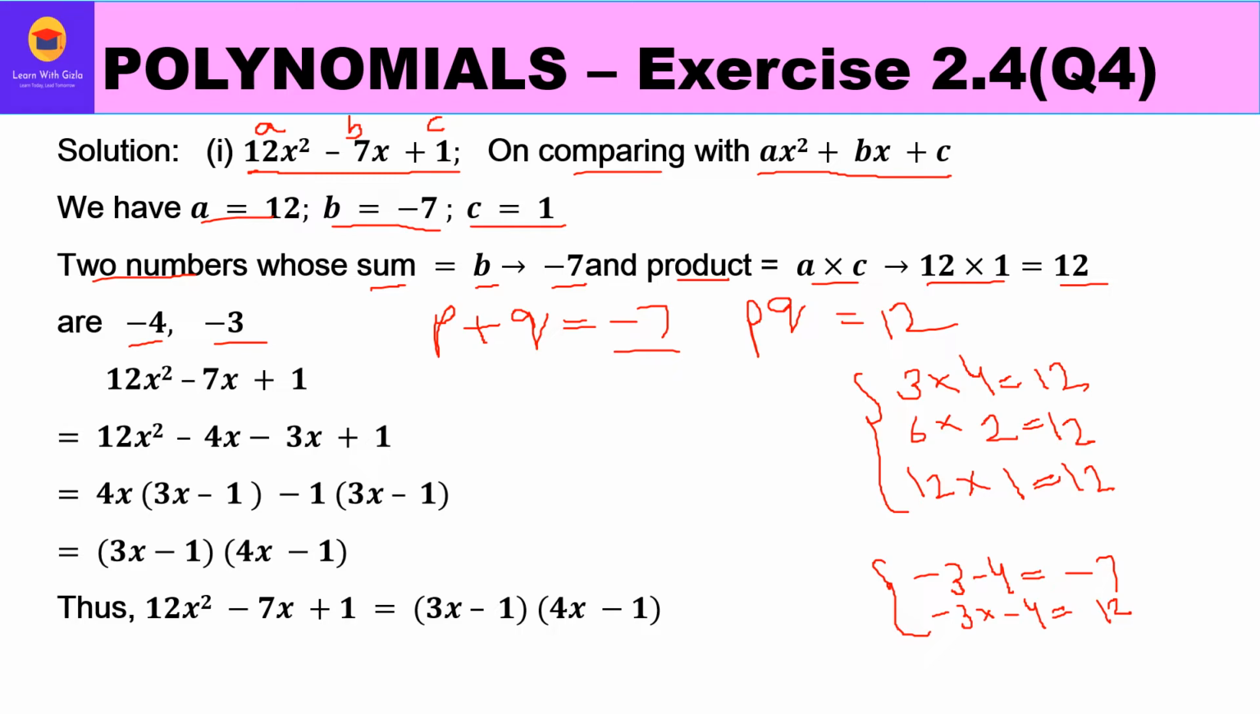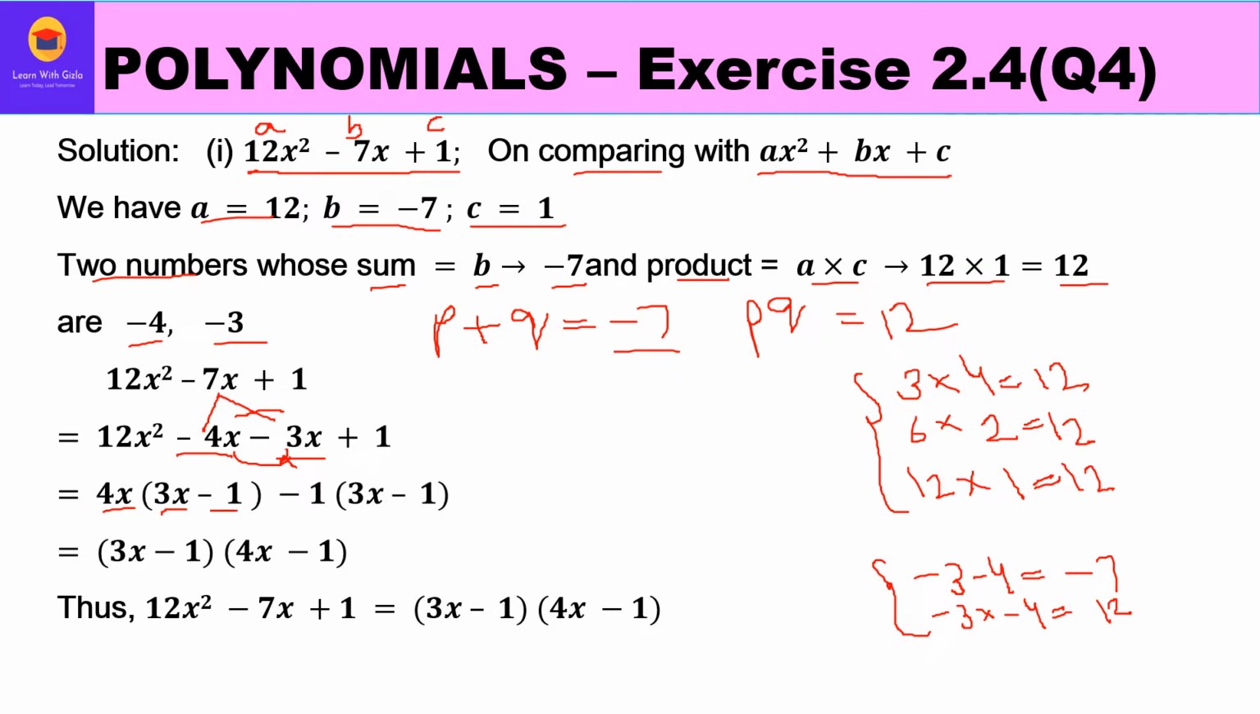Now according to these two numbers, we are going to split the middle term, that is minus 7x, as minus 4x and minus 3x. Right? You can interchange the position, it doesn't matter. You will get the same answer. You can either write minus 3x over here and minus 4x that side, it doesn't matter, as long as we can take common. So over here 12x square minus 4x. So 4x common. We are left with 3x minus 1.